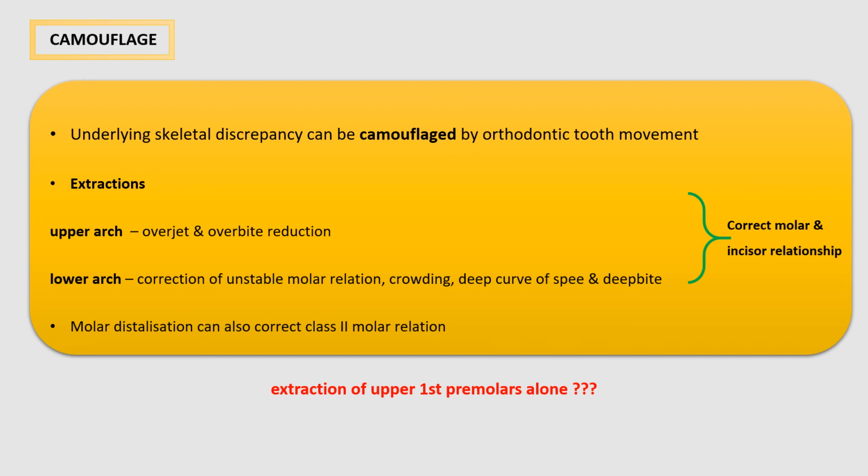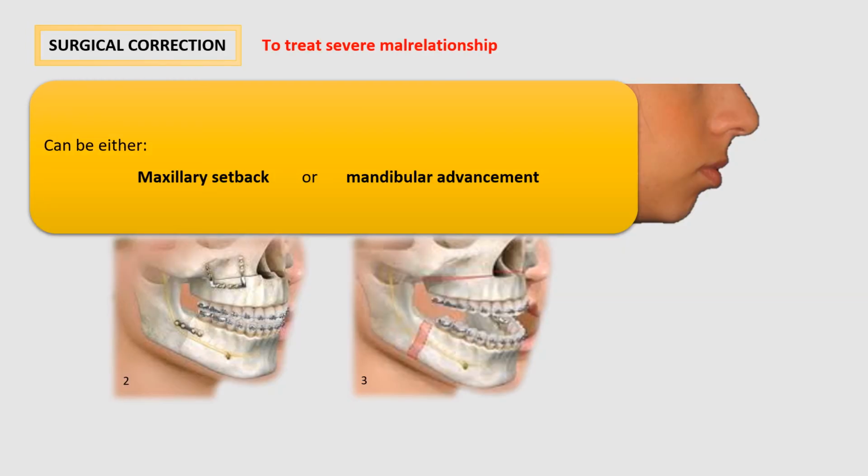So extractions of upper premolars only can also be considered when you see that there is a well-aligned arch, and also the profile of the patient is quite ideal. In such cases, you can consider extraction of just the upper first premolars to camouflage the deformity you notice in class 2 malocclusion states. So when it comes to surgical correction, this approach you will be utilizing when you see a severe malrelationship between the upper and the lower arches. So these can be either a maxillary setback or a mandibular advancement.